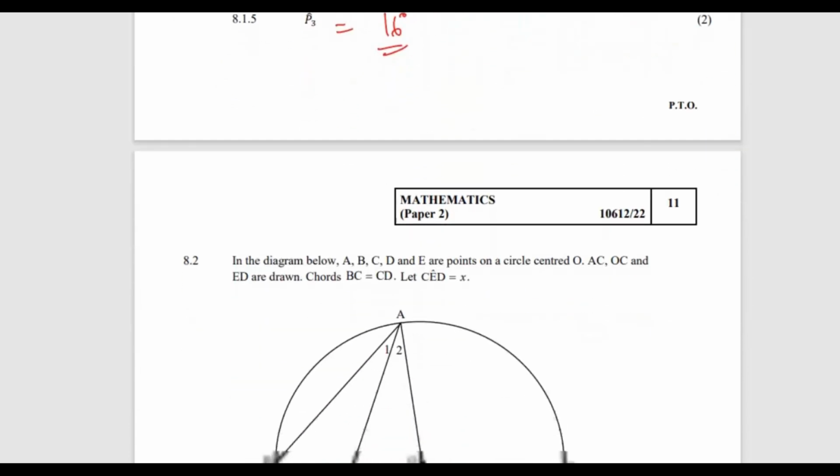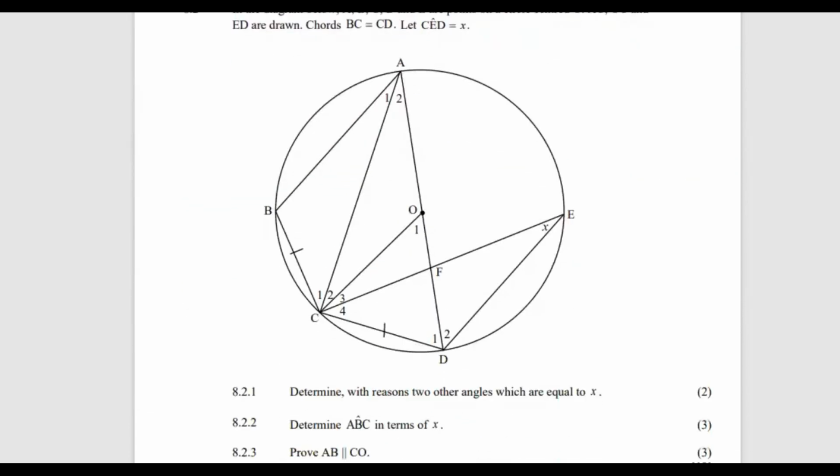We move on. 8.2. In the diagram below, A, B, C, D, and E are points on the circle centered O. AC, OC and ED are drawn. BC is the same as CD. Let CED be X. Yeah, these are X. And then they want us to determine 2 other angles that are equal to X.